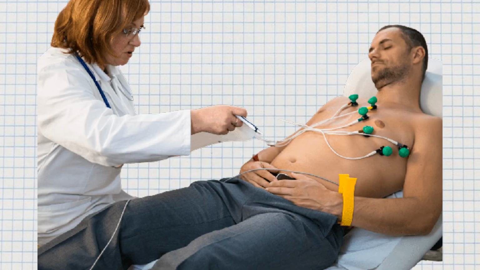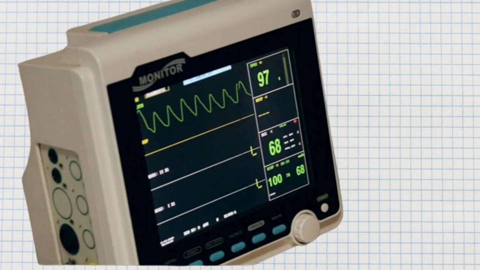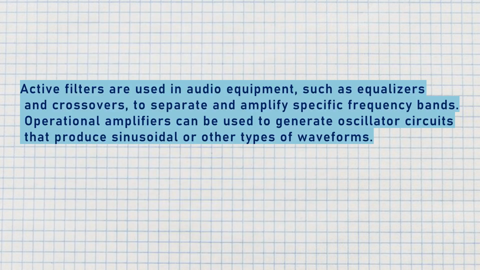Operational amplifiers are also used in active filter circuits, where the gain and frequency response of the circuit can be easily controlled by adjusting the feedback network. These filters are particularly useful for removing unwanted noise or signal components from a signal. Active filters are used in audio equipment, such as equalizers and crossovers, to separate and amplify specific frequency bands.